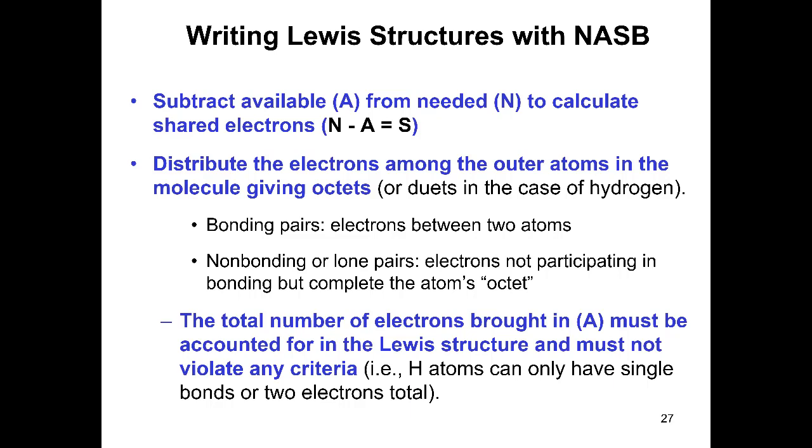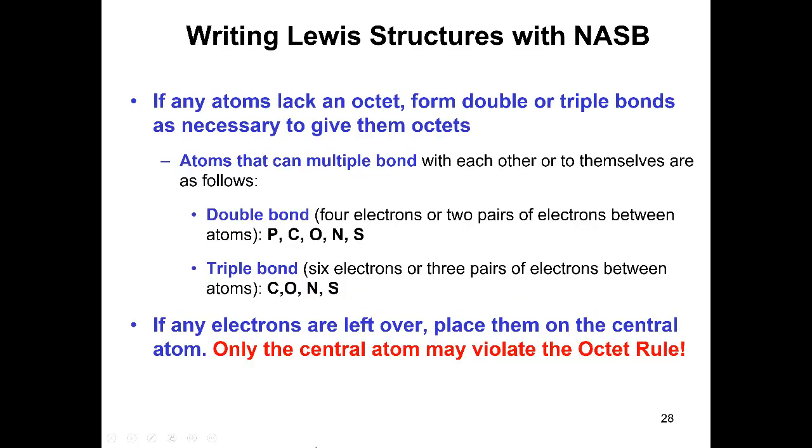Now, all of the electrons have to be accounted for, and I'm going to show you how to do that. It may look a little dicey at first, but it's really not, okay? Now, if anything on there doesn't have an octet, you remember you can form a double or a triple bond.